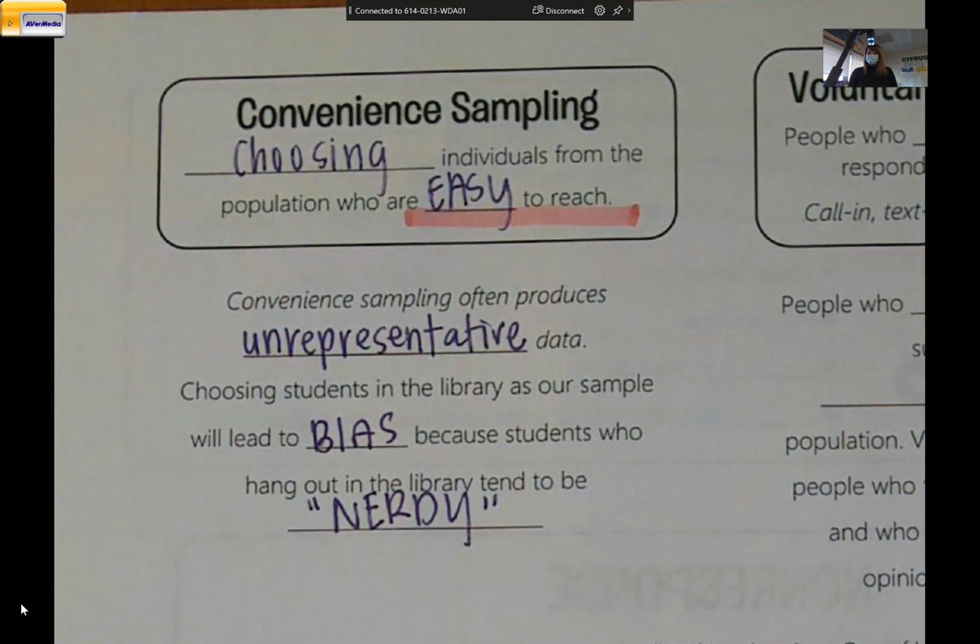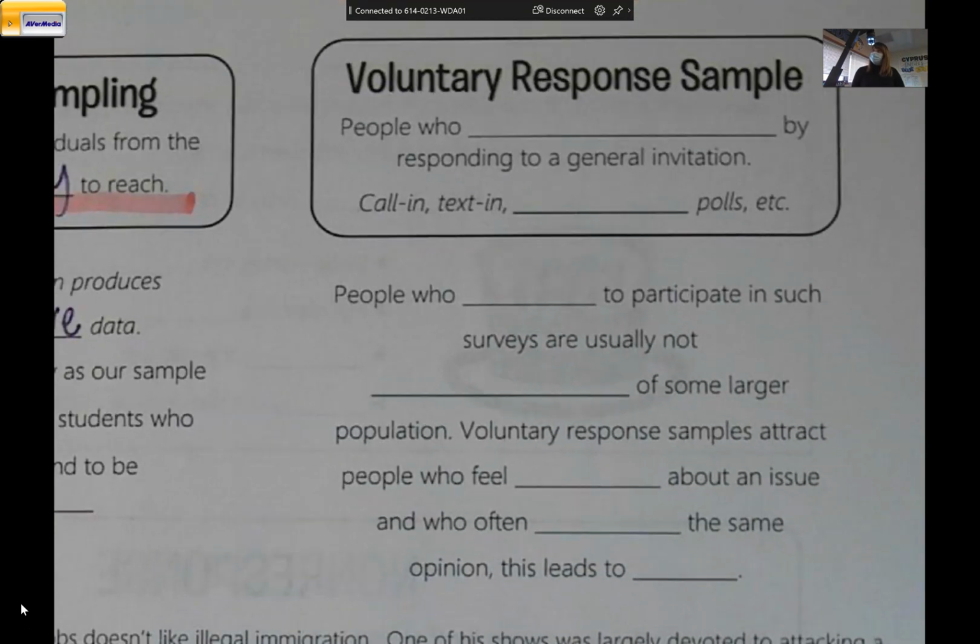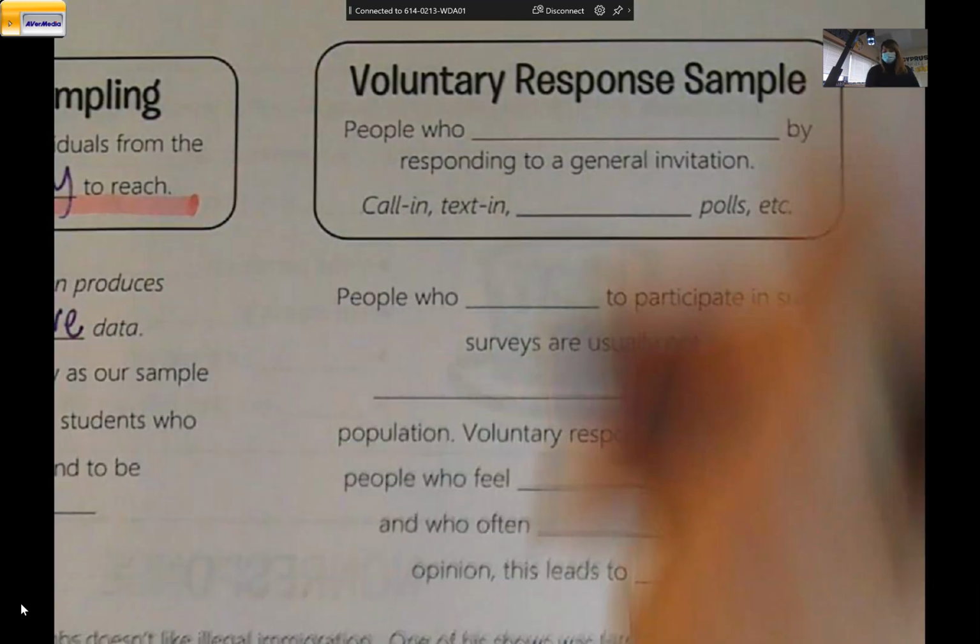Okay, next up is a voluntary response sample. So this is people who choose themselves.